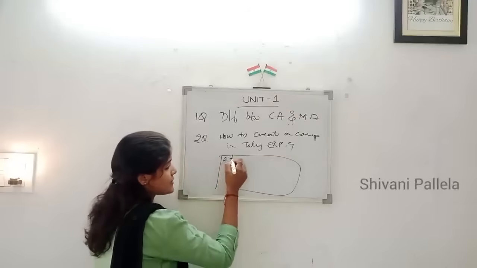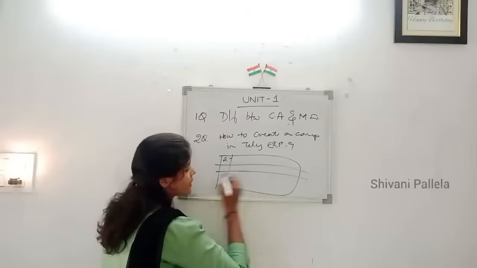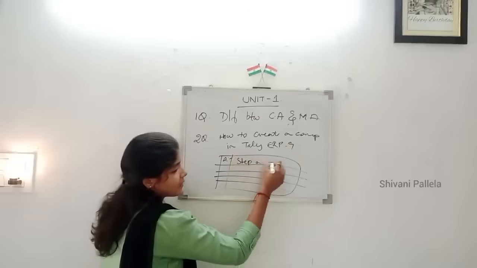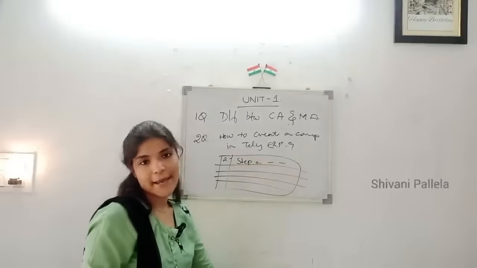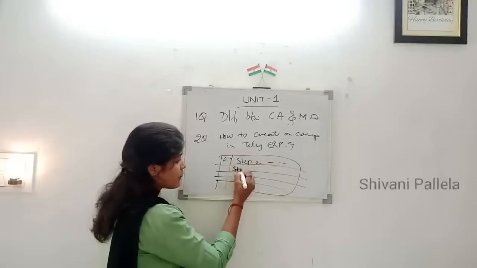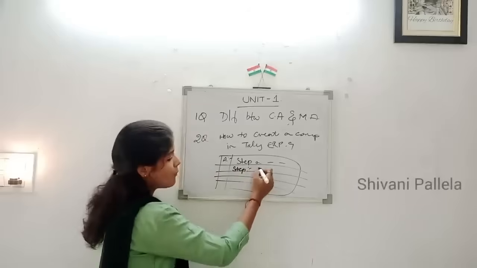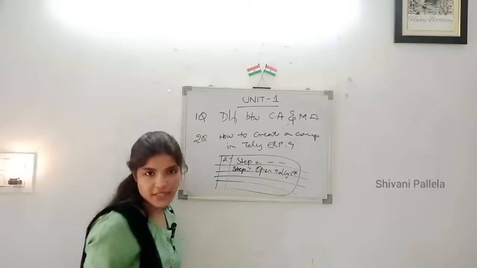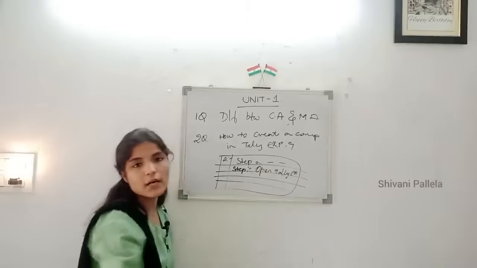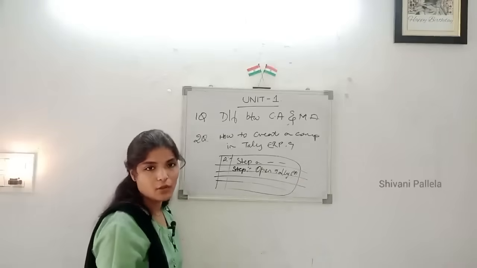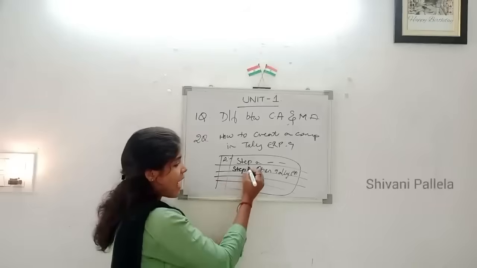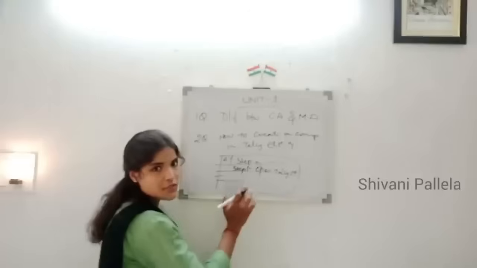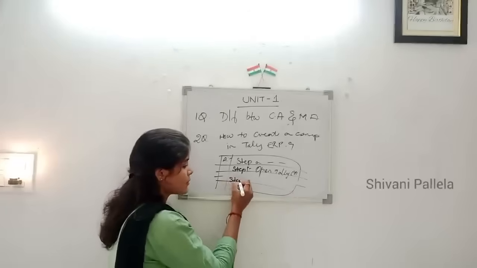You should write the answer like this here, and it's a single rule paper again. Steps to create a company in Tally ERP9, you should keep as the heading. Step number 1, open the Tally icon, Tally ERP9, from the desktop. Whatever answer you are learning in your notes, that only you should present like this. After completing step number 1, make sure you leave one line and start step number 2.